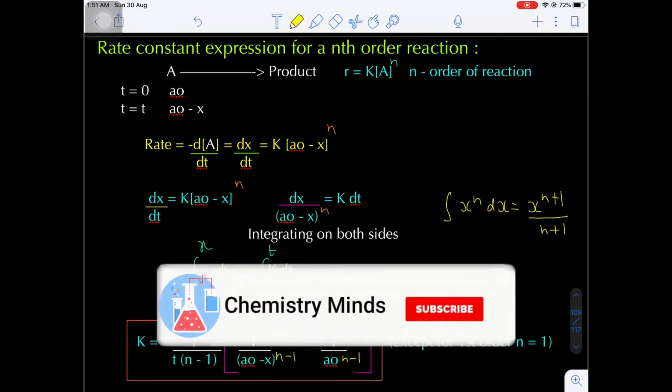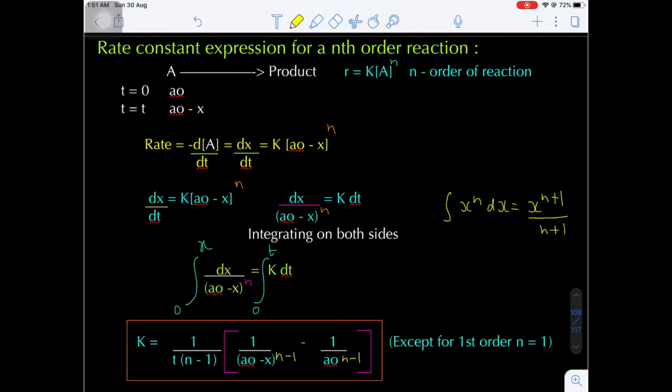Hello students, in this class we are going to discuss the rate constant of an nth order reaction and its half-life, and after that how to determine the order of a reaction by an experiment. Now let's consider a reaction: a reactant A gives a product. The rate expression is R equals k into A to the power n.